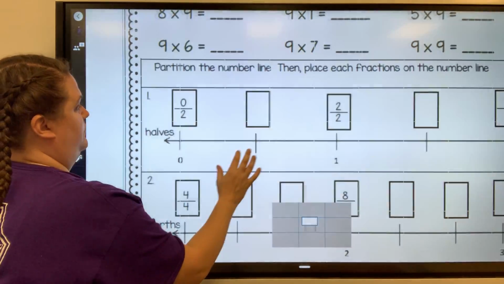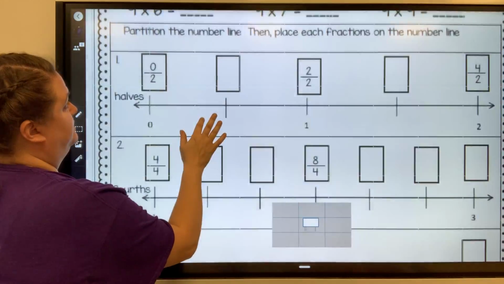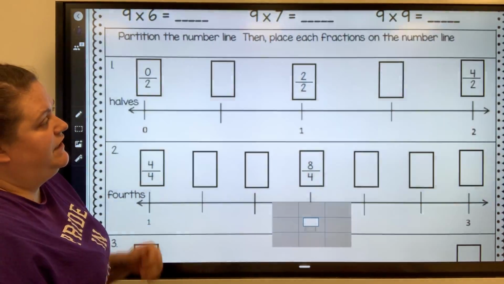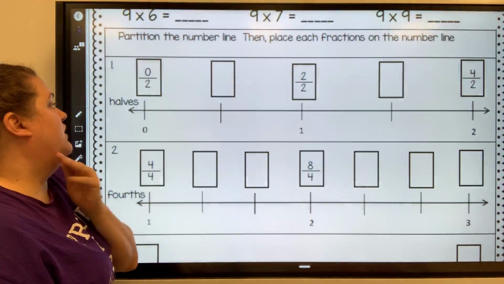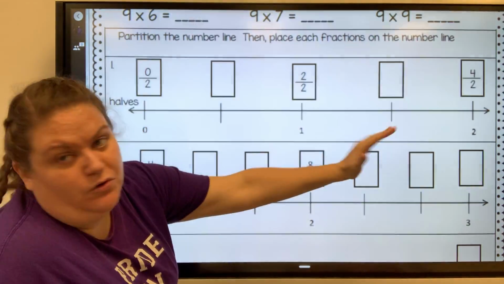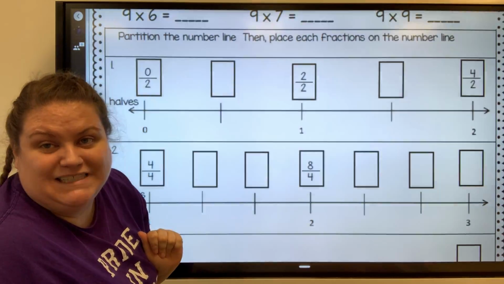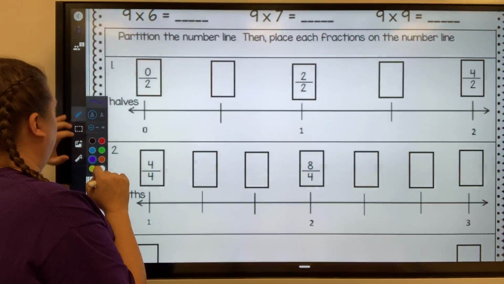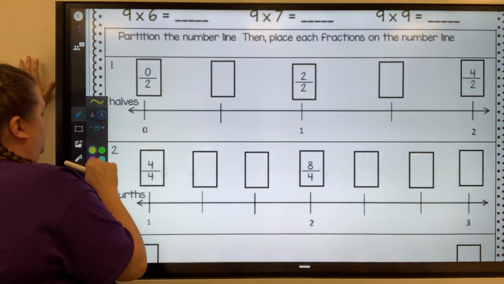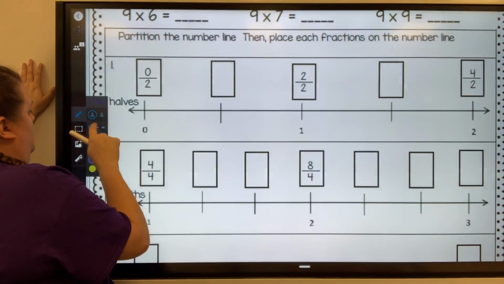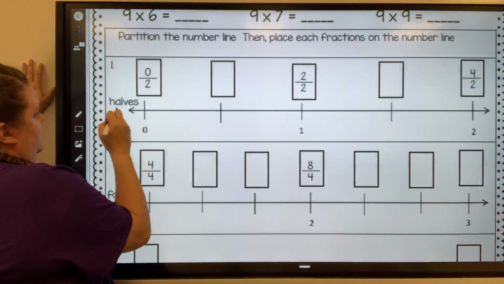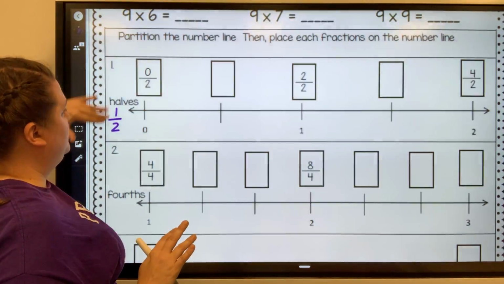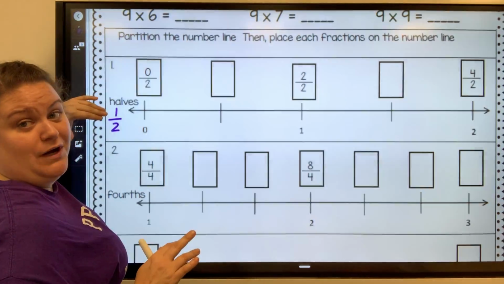Ooh, I'm gonna make it big so we can see it. So for this part, it says, partition the number line, then place each fraction on the number line. So we're doing from 0 to 2 on my first one, making sure you can see it in the camera. All right, and we're dividing it into halves. So I'm going to make sure that I have a different color, and we're doing halves. I'm doing it in purple just so it's really clear to you what we're doing. I'm just writing the unit fraction next to it so I know what I'm doing.